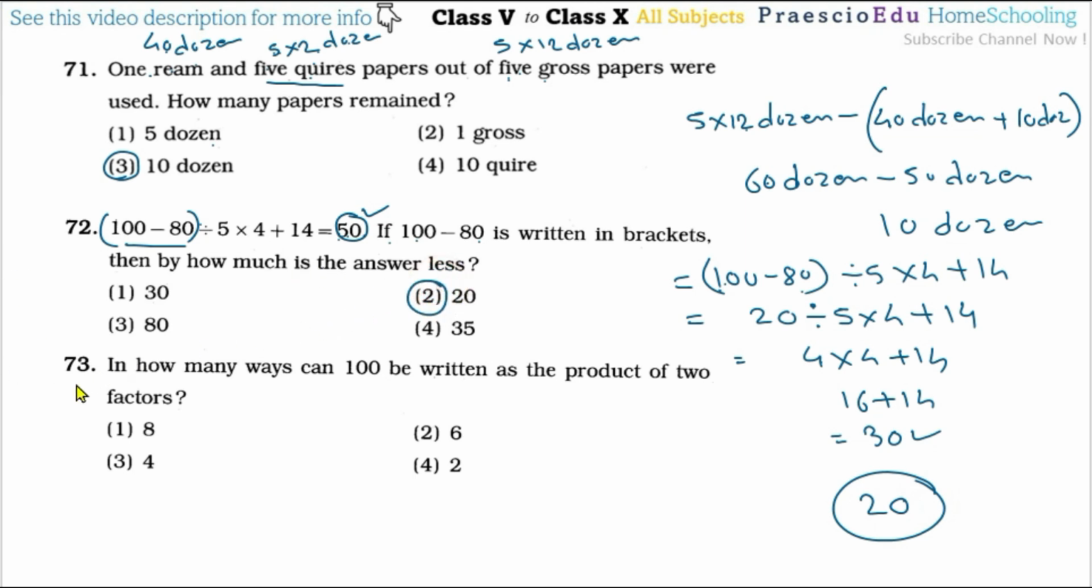Then question number 73. In how many ways can 100 be written as a product of two factors? So 2 by 50 we can write down. Then 4 by 25 also we can write. Then 5 multiplied by 20 also we can write. Or 10 multiplied by 10 also we can write. Means 1, 2, 3 and 4. 4 ways we can write down. So option number 3 is the correct one.